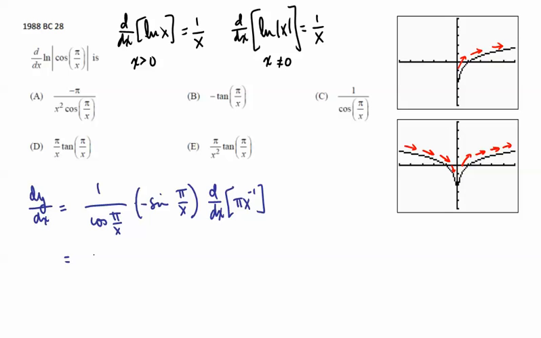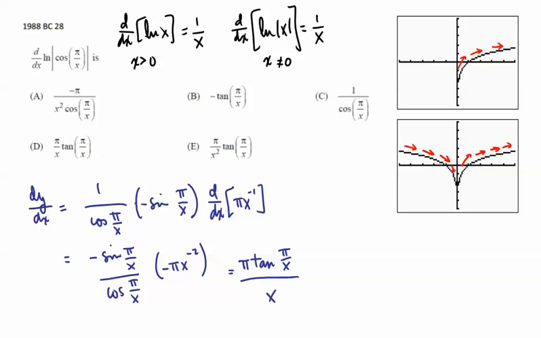So what we're going to get here is negative sine pi x over cosine pi x, and that of course is going to give us negative tangent of pi x, and the derivative of pi x to the negative first is going to become negative pi x to the negative second. So here the negative signs will cancel, and we're going to end up with tangent pi x positive, and we have times pi over x squared. And so that appears to be answer E. Okay, so that'll do it for this problem.